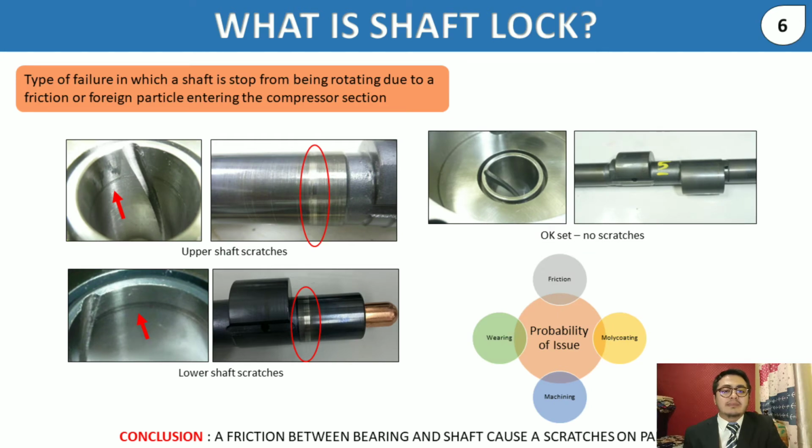Shaft locking issue is a type of failure in which a shaft is stopped from rotating due to friction or foreign particles entering the compressor section. The figure in this slide shows the probability of the issue occurring on the part. A scratch line that forms a circumference on the shaft and bearing is the cause of shaft locking. It can be compared to the figure on the right, which does not have an issue relating to this problem. The probability of the problem has been classified in 4 points concerning friction, wearing, molly coating, and machining.